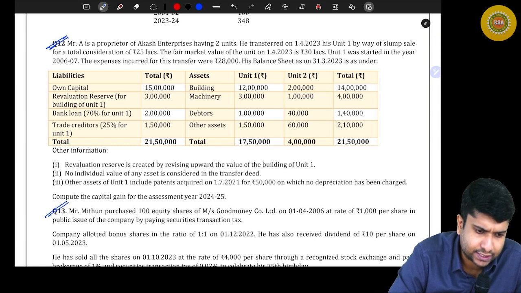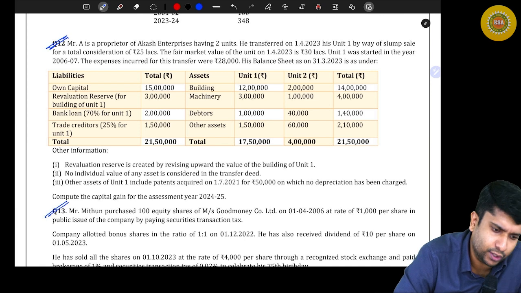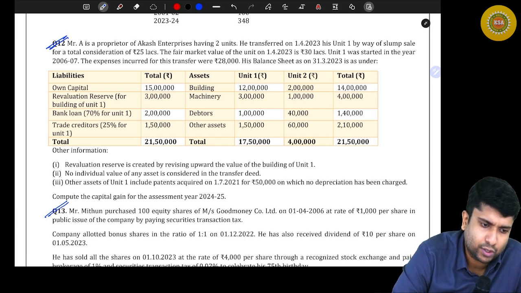We want indexation, cost of acquisition. No, no, no. You don't. You are not supposed to take indexation, Rahul. You can't take indexation. Okay.